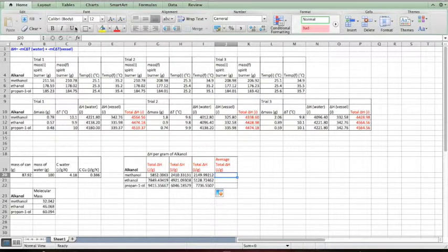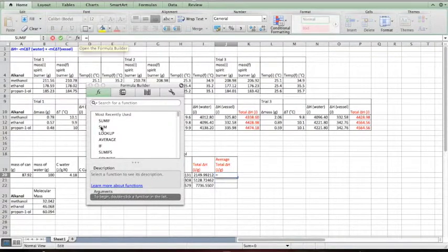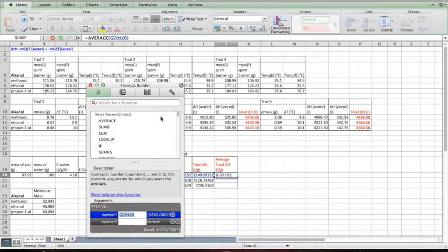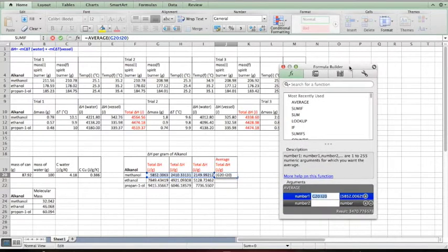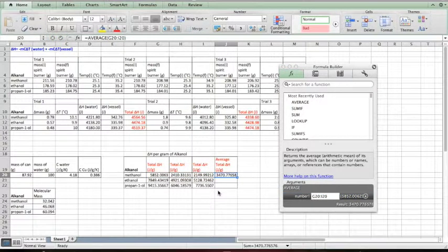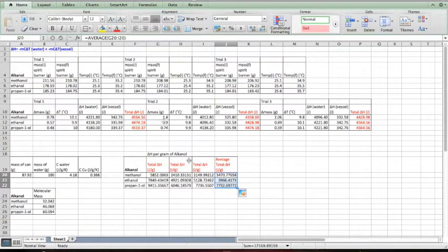Now, there is an average function in Excel, which is nice and easy to use. If you double click on average here, and we'll move that out of the way so you can see, it's already picked up the fact that we want to average the 3 in front, which is what we want to do. We hit enter, and we can just pull that down as well. Pop that away. So we now have our average total delta H per gram of the alkanol.